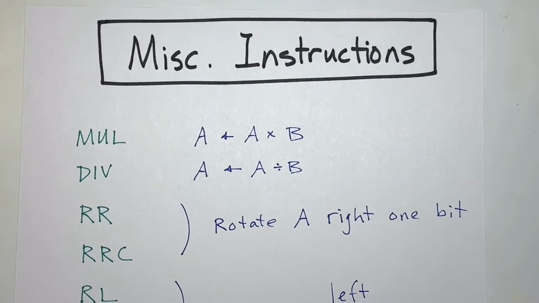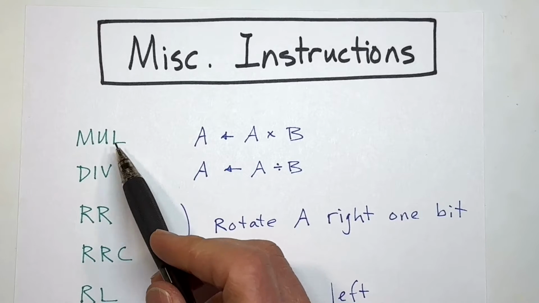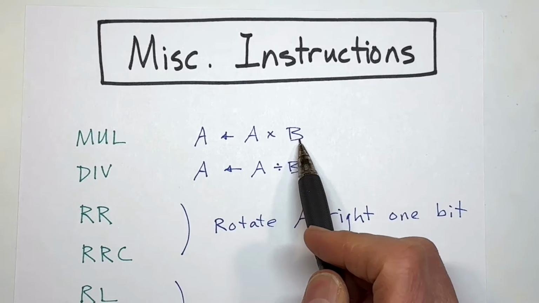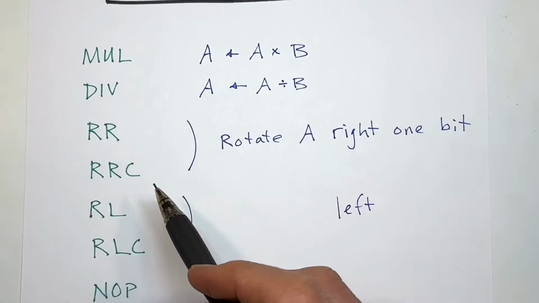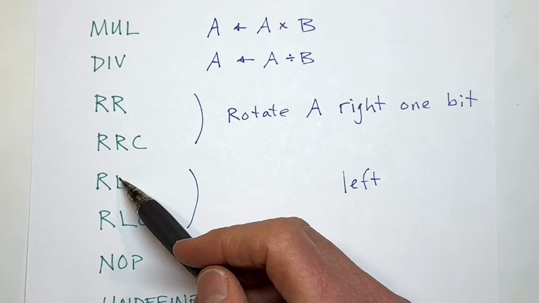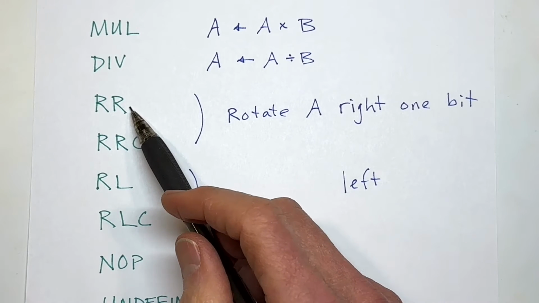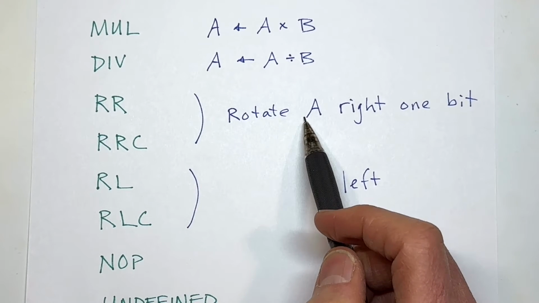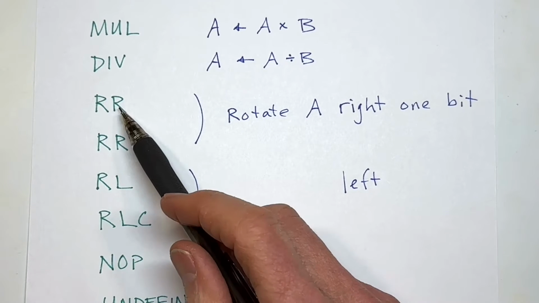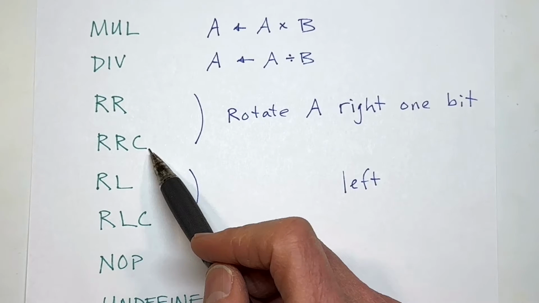There are a couple of other instructions that I'd like to mention in passing. We have the multiply and divide instructions. These operate on the A and B registers. Then we have a couple of rotate instructions. They rotate either right or left, and they rotate the accumulator, or I should say the bits in the accumulator, by 1 bit position, either directly or also through the carry.